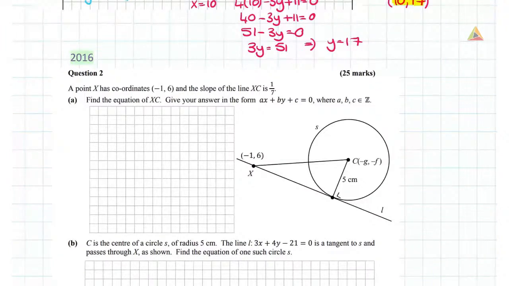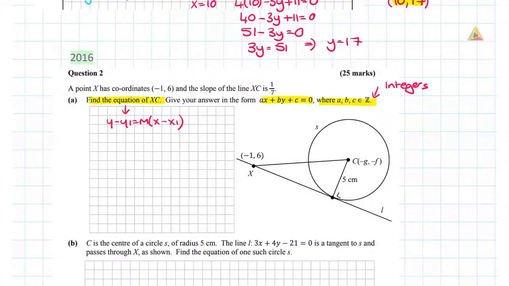Find the equation of XC, that line XC that contains the center, and give your answer in a specific form. So everything at one side, x's, y's, constants, and we can have positive or negative numbers there, because the a, b, c are integers, so positive and negative whole numbers. It's an equation of a line, and we know our equation of line formula, we've just used it in the previous question, y minus y1 equals m bracket x minus x1.